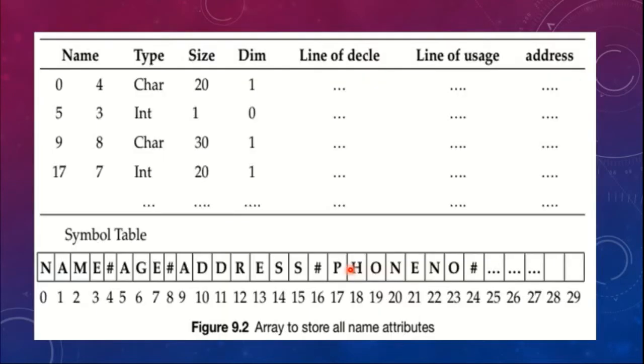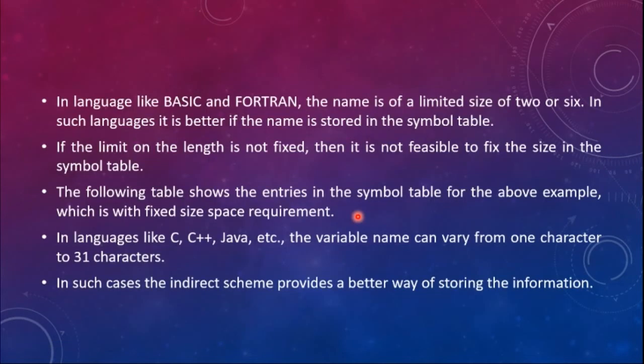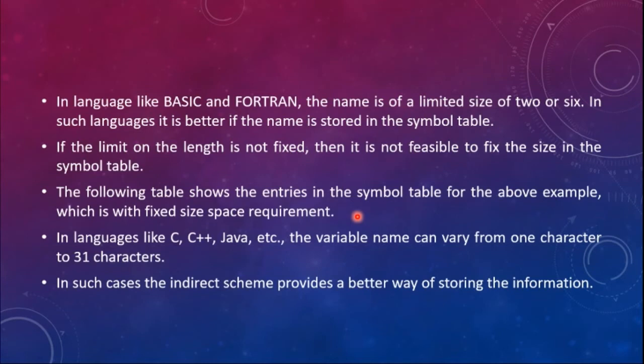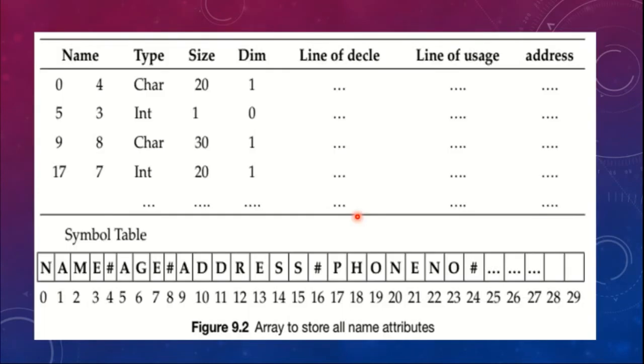So now we observe some example. In the above, we already considered an example with several variable names, like name, age, address and phone number. In the same example, we can identify the array reference or array memory that can be used to store such information in the symbol table entry. So these are the several token names or identifiers used in that particular program, and this information can be used in the symbol table.